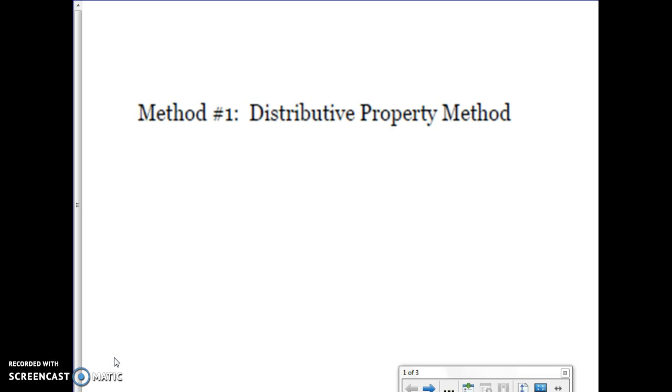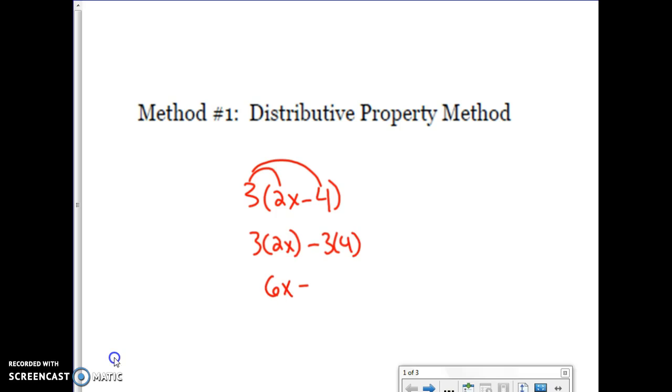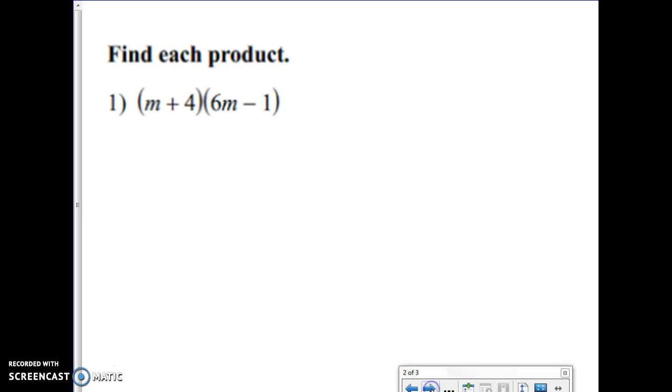So we all know what the distributive property is. Like if I take 3 and multiply it by 2x minus 4, the distributive property states that I would take the 3 and multiply it through both terms. So I'm taking 3 times 2x, and then I'm taking 3 times 4. So I would get 6x minus 12. So what we're going to do is use this idea when we're multiplying two polynomials.